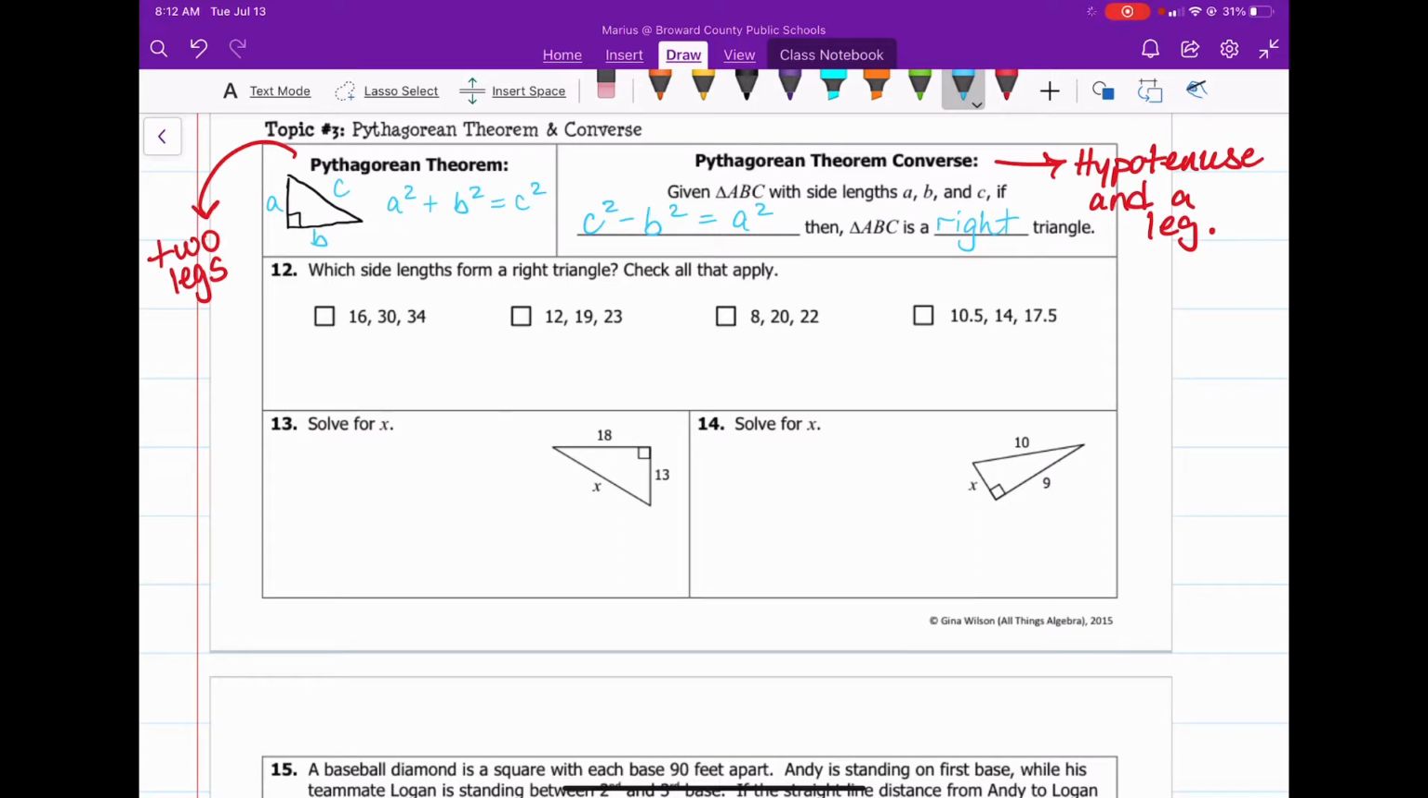And today we're going to do a review lesson about the Pythagorean Theorem and the converse of the Pythagorean Theorem. So let's go ahead and hop on in.